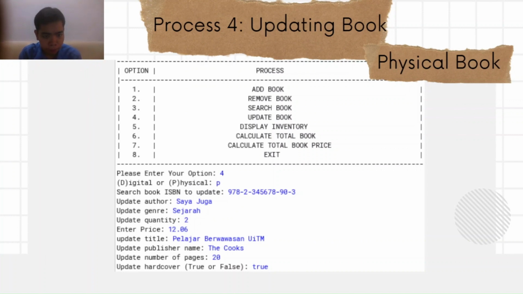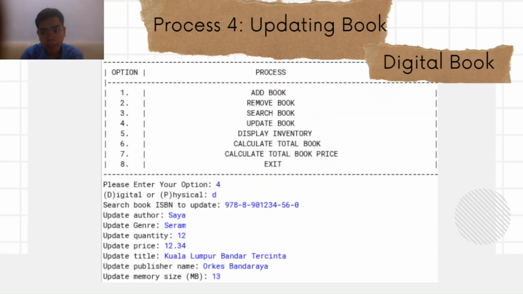For this one, after entering the ISBN of the physical book, the system will allow the user to update the author, the genre, quantity, price, title, publisher name, number of pages, and the type of the hardcover. Still in process 4, which is updating book.